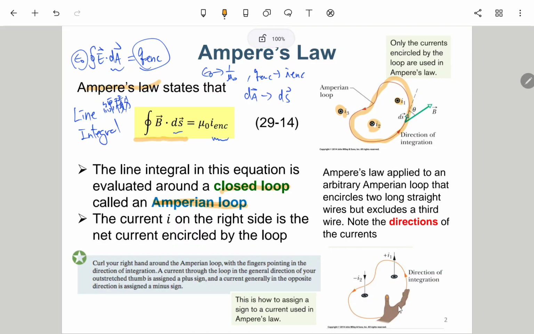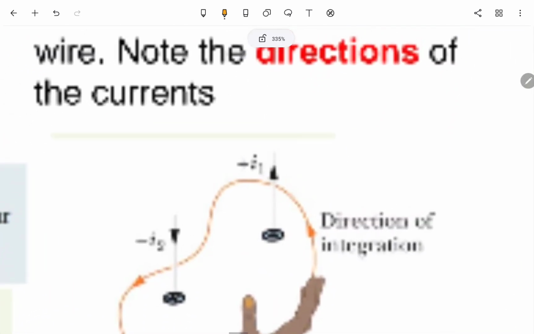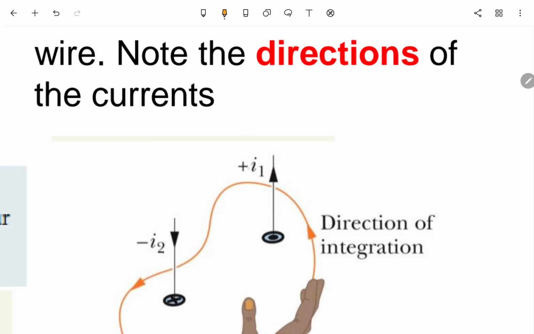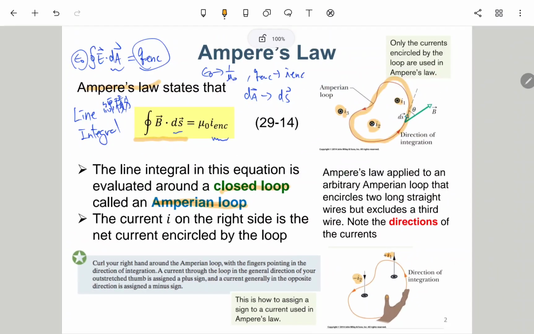What I mean is that if we define the loop like this, using the right hand rule, I1 is pointing out of the page and following the direction of the loop. So I1 is positive, but I2 is pointing into the page. It has the opposite direction to the loop, which means that I2 will be a negative current. So this is how we determine the polarity of the current enclosed.